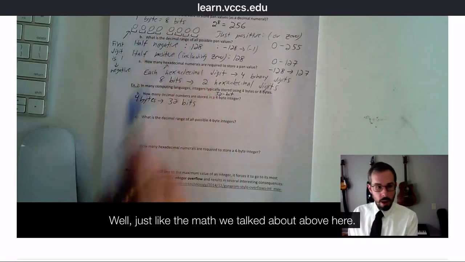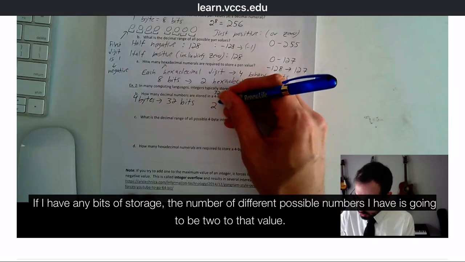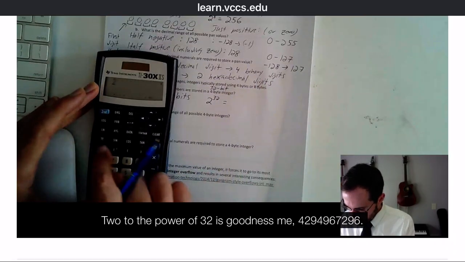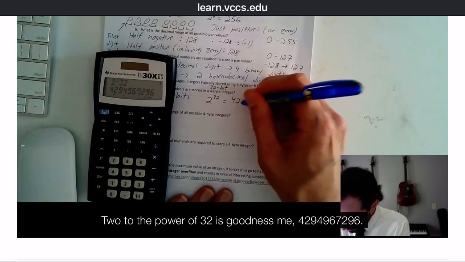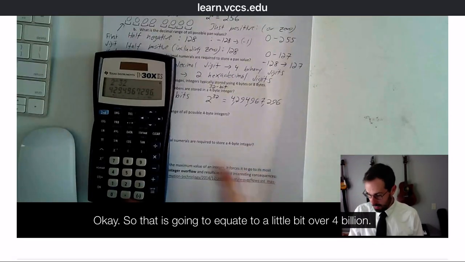Well, just like the math we talked about above, if I have n bits of storage, the number of different possible numbers I have is going to be 2 to that value. So we take 2 to the 32. We're going to get a really honking big number out of this. 2 to the power of 32 is, goodness me, 4294967, okay, so that is going to equate to a little bit over 4 billion.